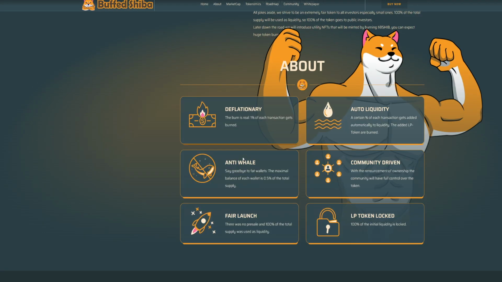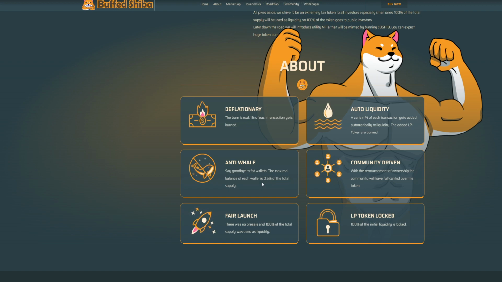So there you go. About that, deflationary, the burn is real, 1% of each transaction gets burned. So keep that in mind. Those auto-burn functions, in my opinion, are great stuff. Also, auto-liquidity, a certain percentage of each transaction gets added automatically to liquidity. The added LP tokens are burned. Anti-whaling system is here also. The maximum balance of each wallet is 0.5% of the total supply.